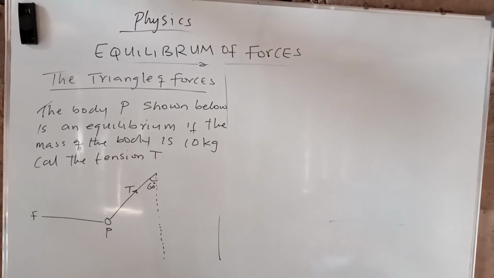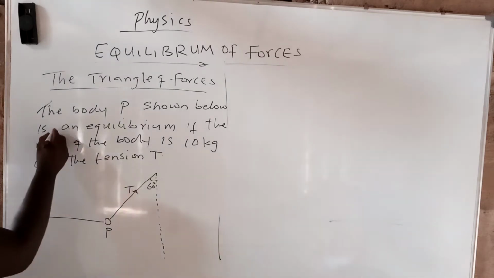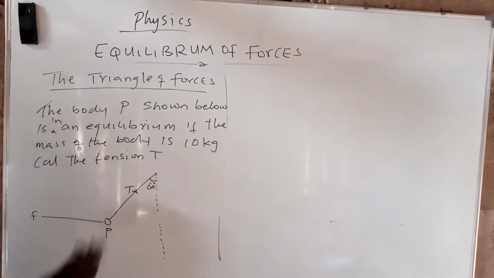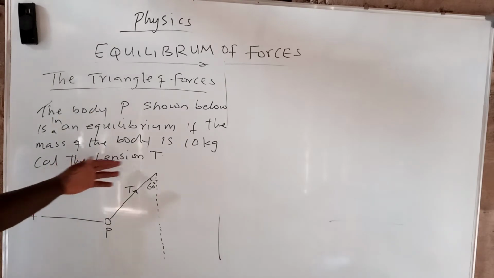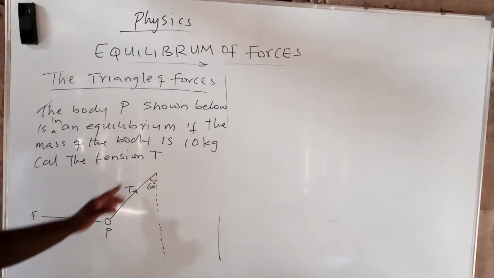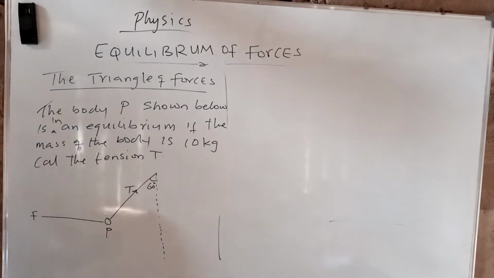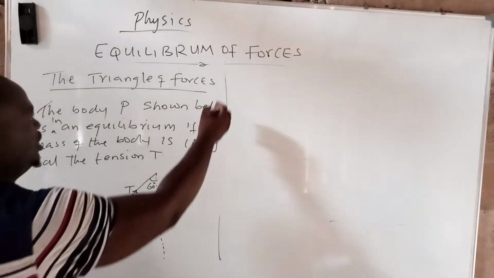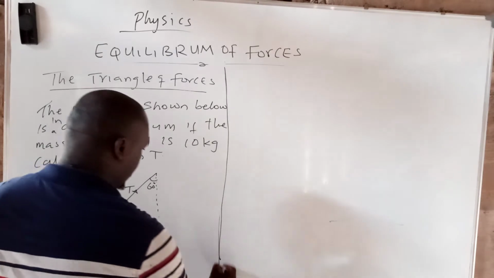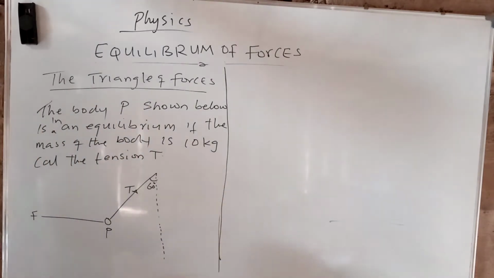Equilibrium forces. We are now in triangular forces. Let's go. The body P shown below is in equilibrium. If the mass of the body is 10 kg, calculate the tension T. This is very, very simple yet tricky. Be very careful with this kind of question. Of course, this question was released in last year's WAEC.